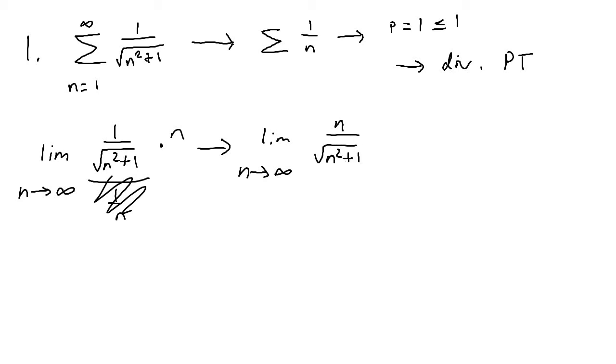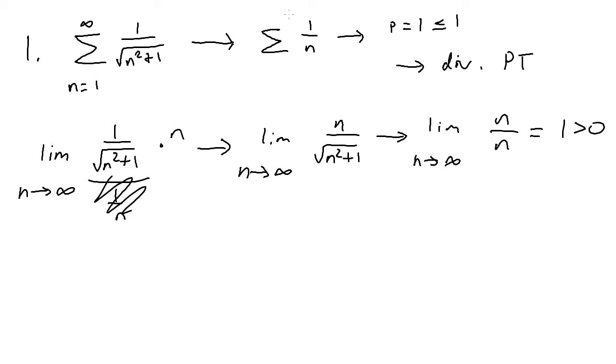Now when we're looking at the behavior as n grows, we're just looking at the most significant terms, or the highest degree. So the highest degree on the numerator is n, and the highest degree on the denominator is the square root of n squared, which is just n. So the limit is equal to 1. Remember, the limit has to be positive and greater than 0. So it is positive and it is greater than 0.